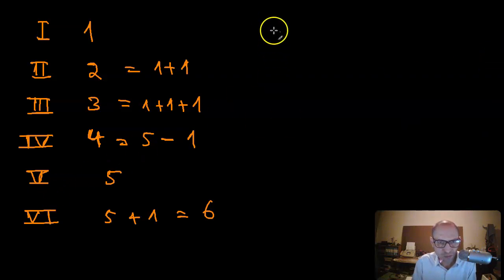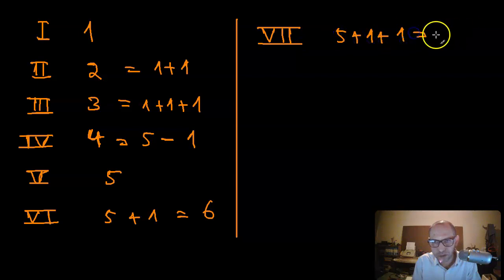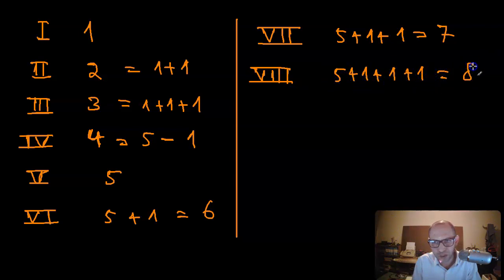Essentially a 7 would be a 5 plus a 1 plus a 1, both the ones on the right-hand side. So that's a 5 plus a 1 plus a 1, which is the same thing as a 7. An 8 would be 5 plus a 1 plus a 1 plus a 1, which is an 8.